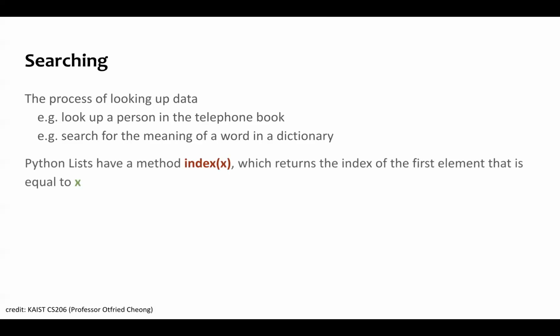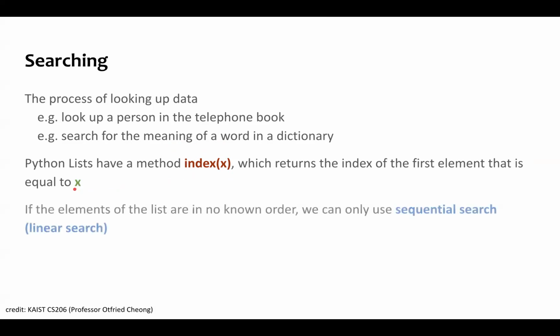And Python lists have a method called index. And this returns the index of the first element that is equal to X, all right? And if the elements of the given list are in no known order, we can only use sequential search. It is also called linear search.